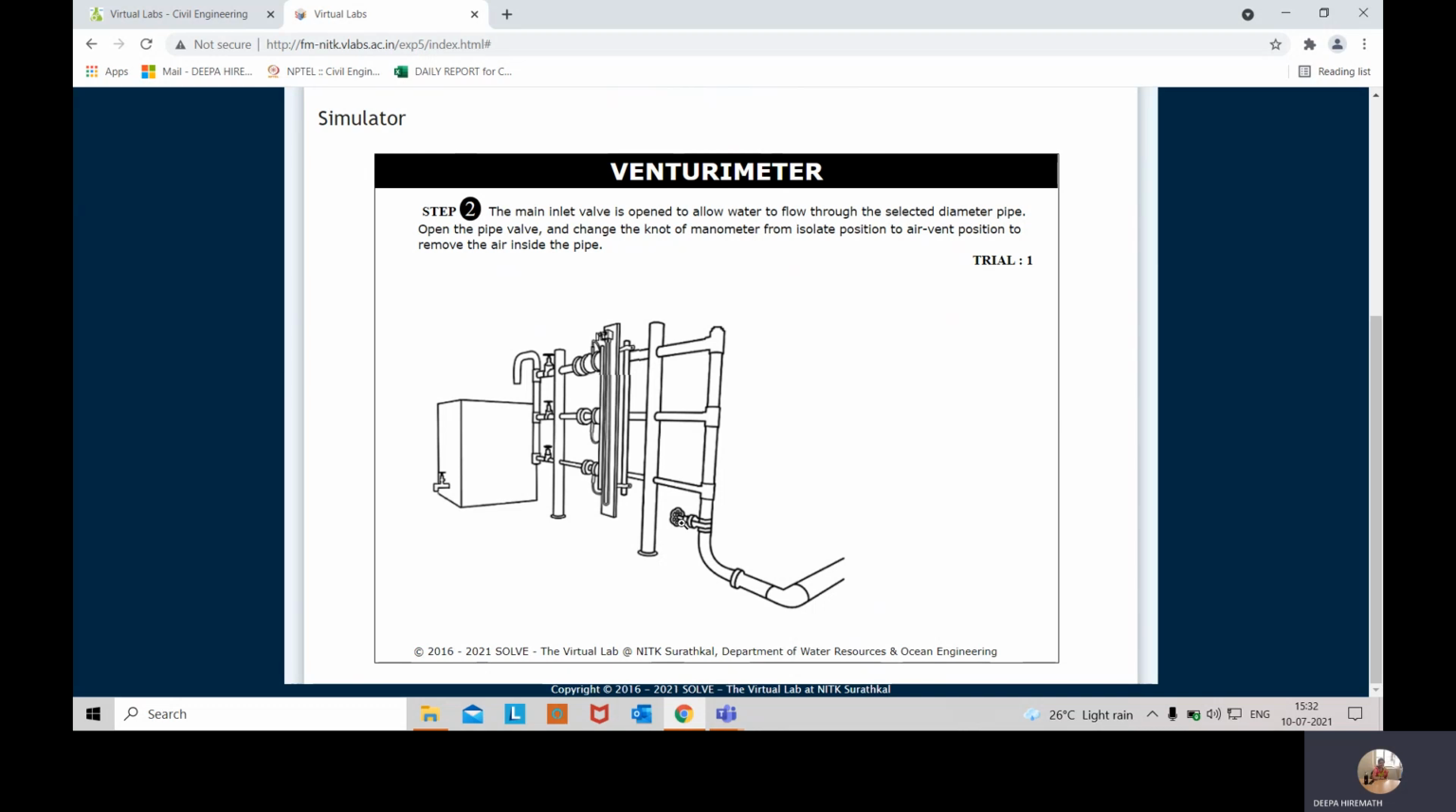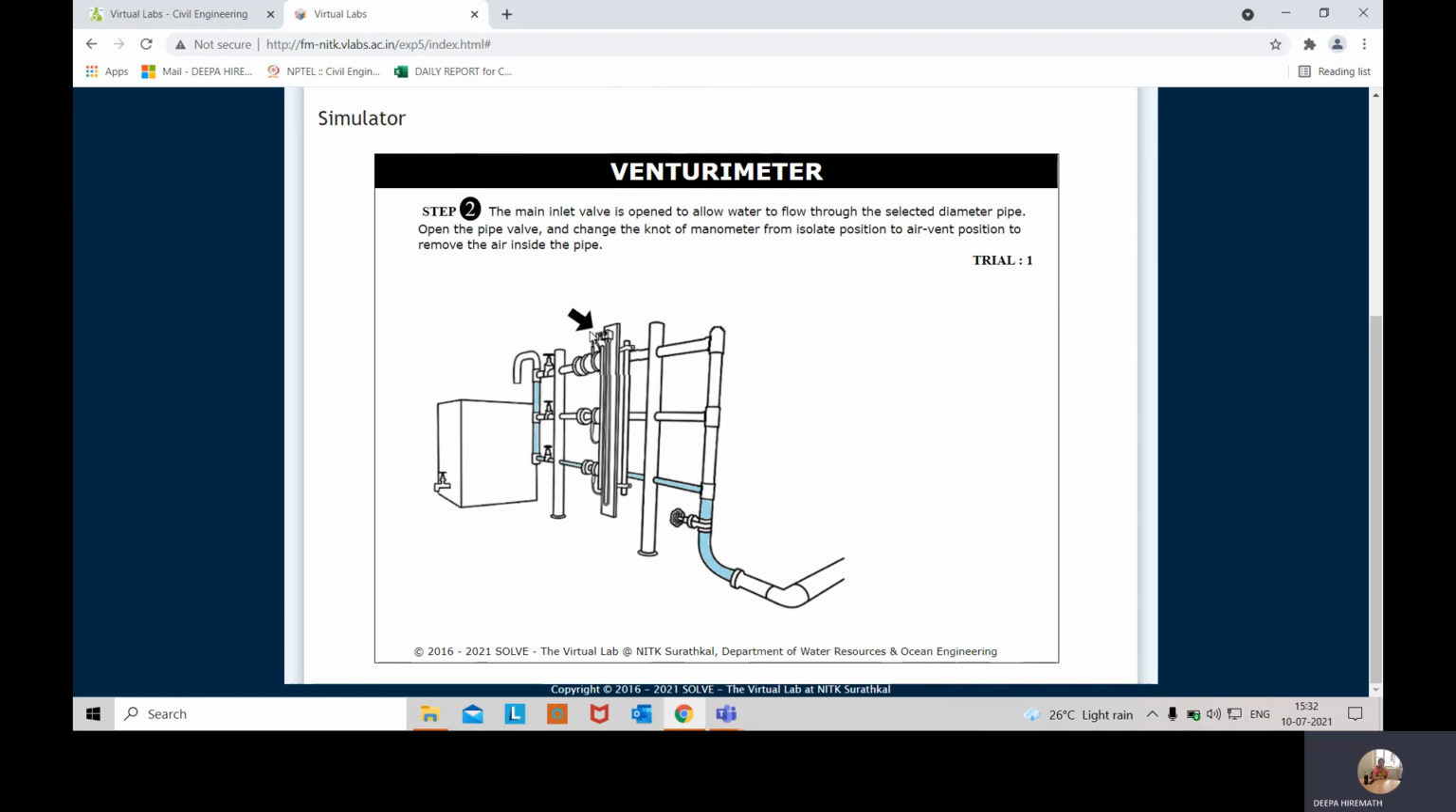So now I'm going to open the main inlet valve, and I'm going to allow the water to flow through the 20 mm diameter pipe which I have selected. And by opening this pipe valve, we need to change the knob of the manometer from isolate position to air vent position in order to remove the air which is present inside the pipe. So now I have opened this particular valve. The water is flowing inside the pipe now. So I am going to open the pipe valve.